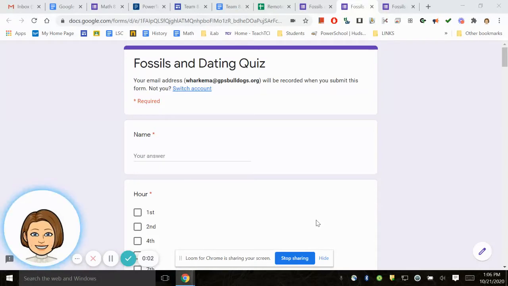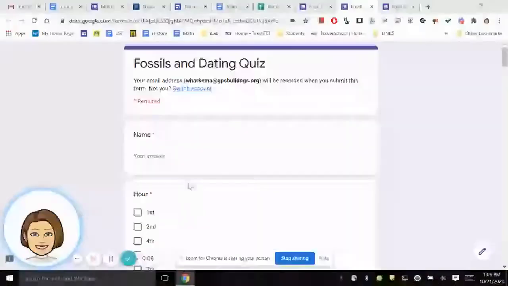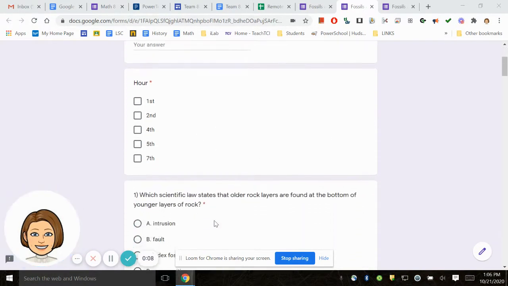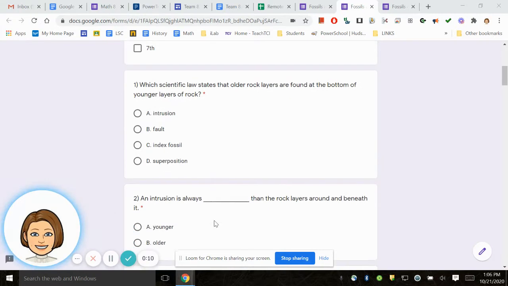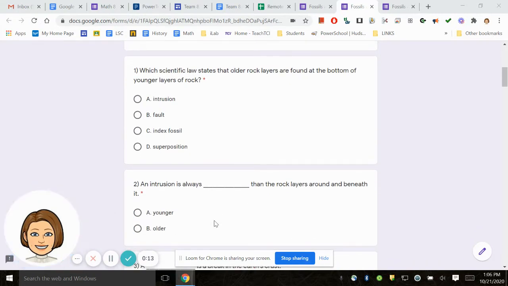This is the fossils and dating science quiz. Write in your name, select your hour. Number 1. Which scientific law states that older rock layers are found at the bottom of younger layers of rock?